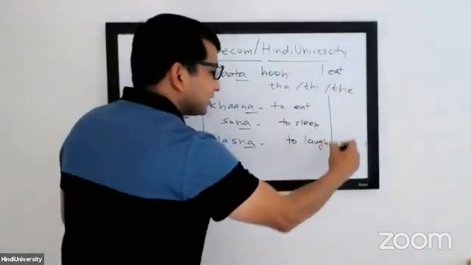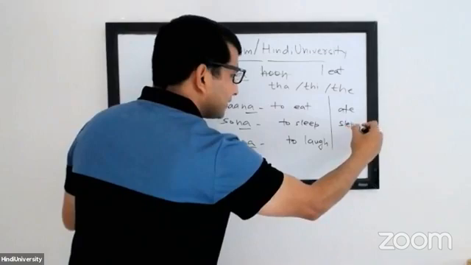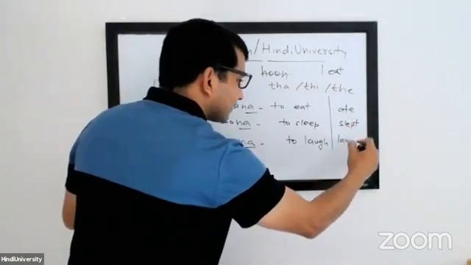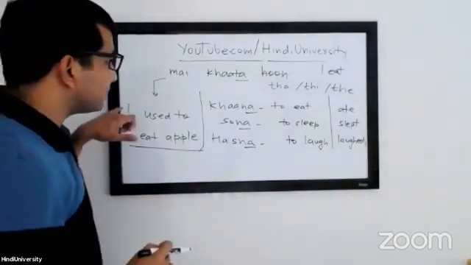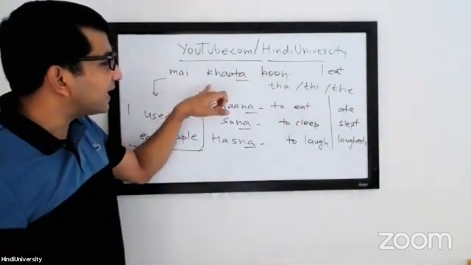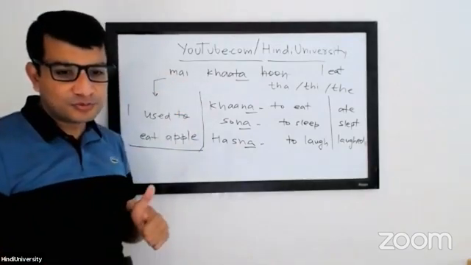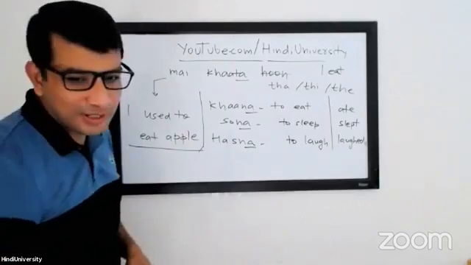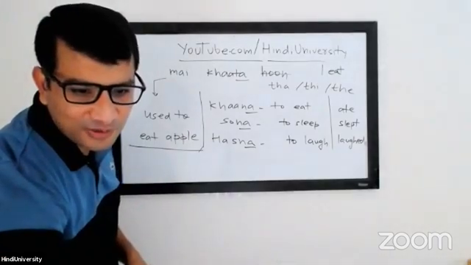Okay. But similarly, what about this? I ate, I slept, or I laughed. If I'm hearing you correctly, Anish ji, I cannot say the same thing if I want to say I ate an apple, I cannot say मैं खाता था. True? Yeah, okay. Sahi hai.